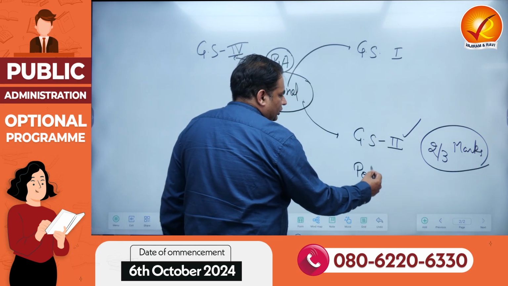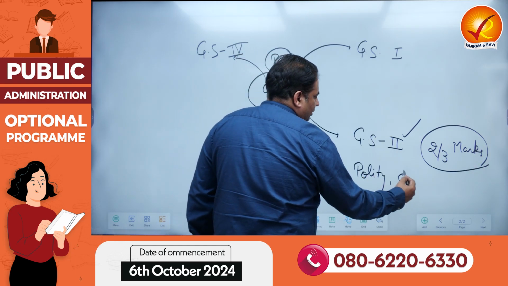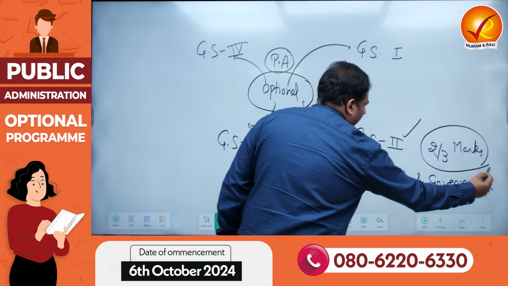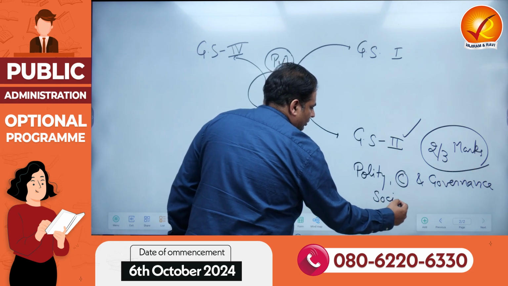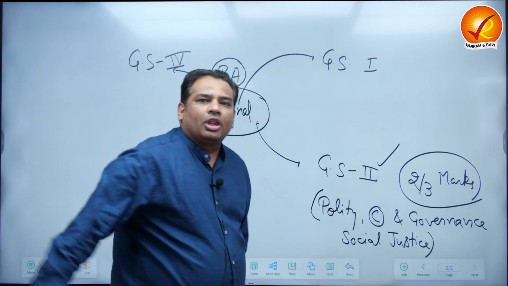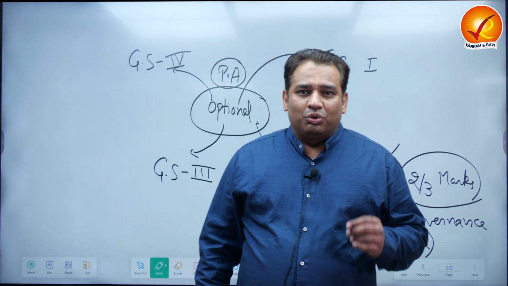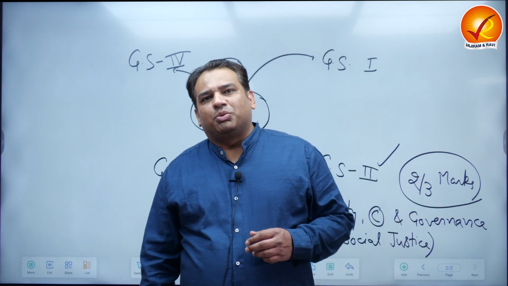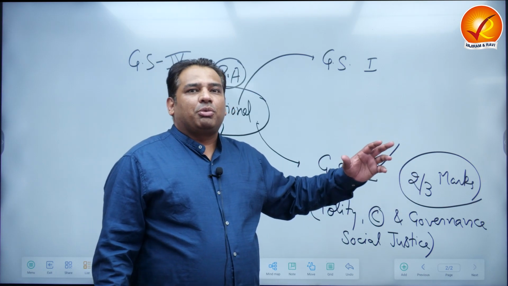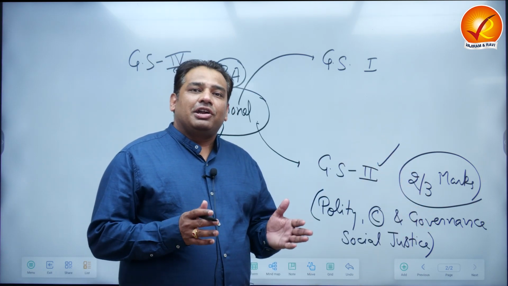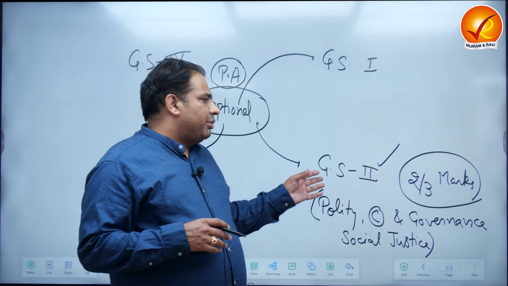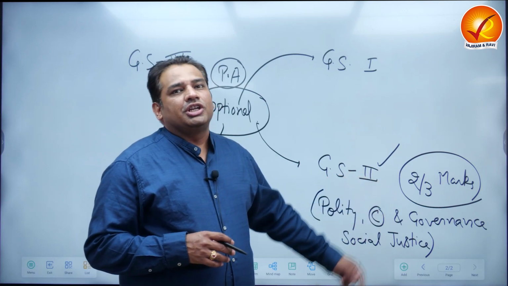Polity, constitution and governance, plus social justice. That much weightage is there in paper 2, except that international relations portion. This optional subject helps you around 2/3 marks. That means approximately out of 250, 175 to 180 marks kind of weightage you can get from this public administration optional in GS paper 2.